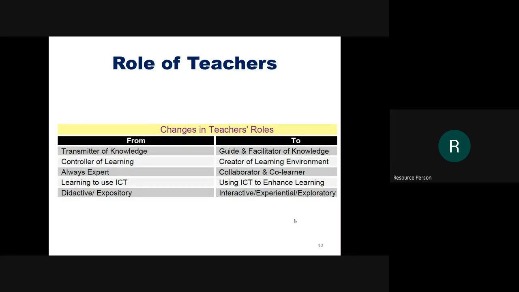So in learning to use ICT, the role is changing to using ICT to enhance learning, right? Some of the participants mentioned in the beginning that there is a lot of gap. On-the-job training is one of the best and most effective forms of training. Everybody is learning, and situations like the COVID pandemic forced us to learn at an unprecedented pace and demand. So using ICT to enhance learning is the focus. We don't want to be pandits of ICT. If we are pandits of our own subject, that's good enough. But we should smartly learn how to use ICT to enhance learning in our own subject. The learning process is moving from deductive to interactive, experimental and exploratory. That is the transformation happening in the role of teachers.